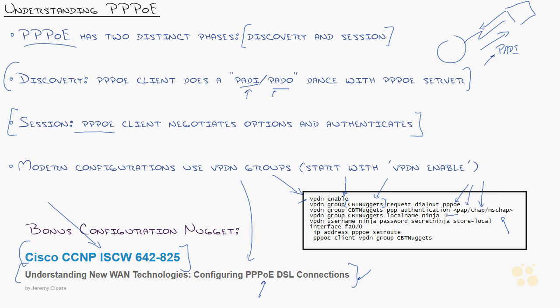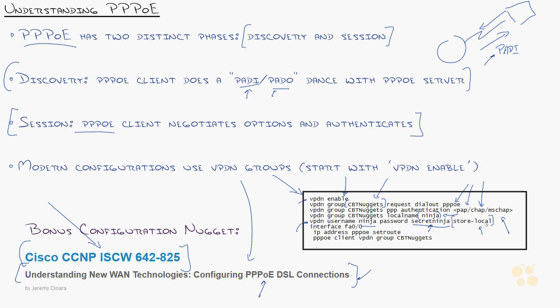Then you go in and say, okay, I want to authenticate using the local name Ninja. Now, you're obviously going to use whatever name the carrier has given you to authenticate to that PPPoE connection, right? Normally, it actually is an email address, or it looks like an email address anyway. So then I go and say, okay, well, the username Ninja, or again, whatever they've given you to authenticate with, will actually have the password of secretninja, or whatever password they give you. And I would highly recommend adding this store-local to it.